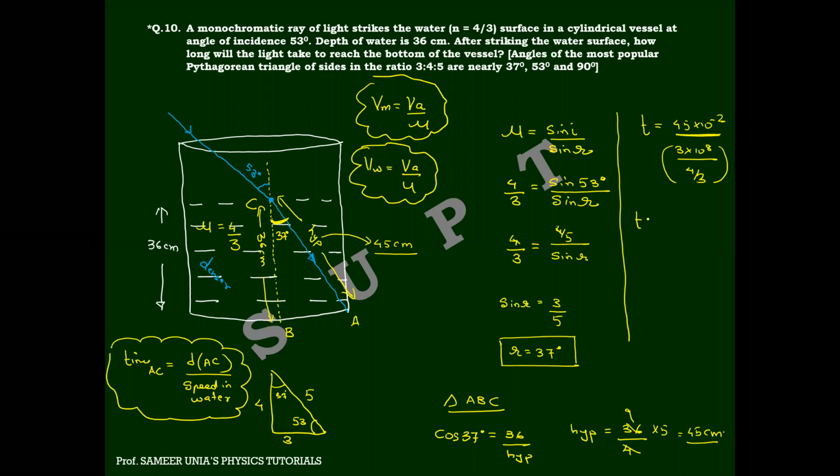So this will be 45 into 10 to the minus 2 by 3 into 10 to the 8, into 3 by 4. This and this will cancel. So time will be 45 by 4 into 10 to the minus 10. Yes or no? What will that answer become? What is the answer?